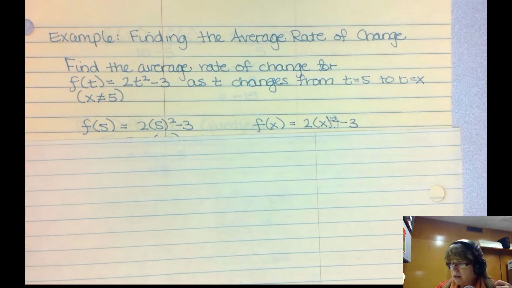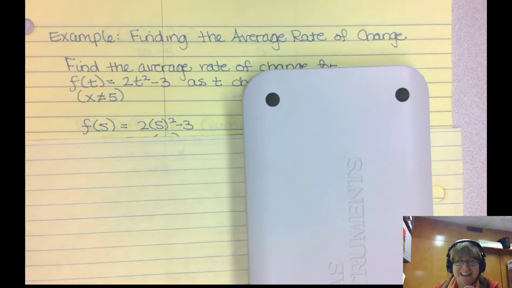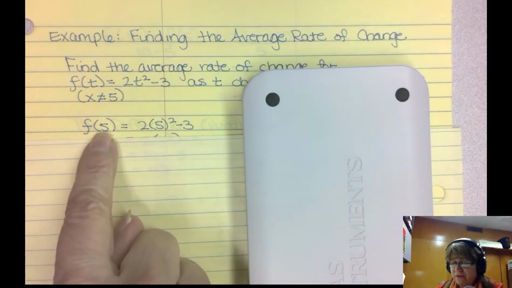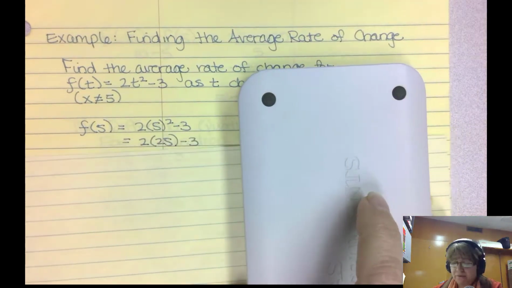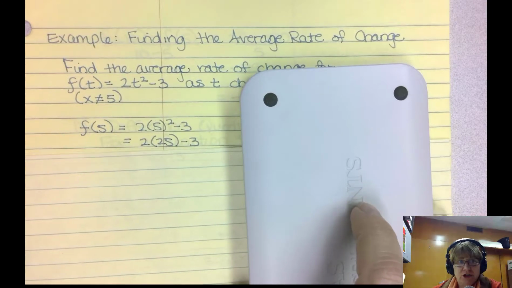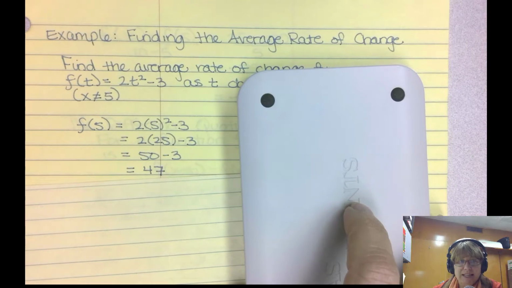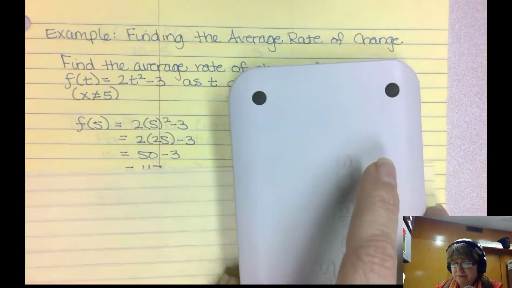And I'm just going to cover up f of x for now, so that we don't see it. All right, f of 5. Wherever there's a t, we're going to exchange that for a 5. So 2 times 5 squared minus 3. 5 squared is 25. 2 times 25 is 50. 50 minus 3 is 47. So we know that f of 5 equals 47.